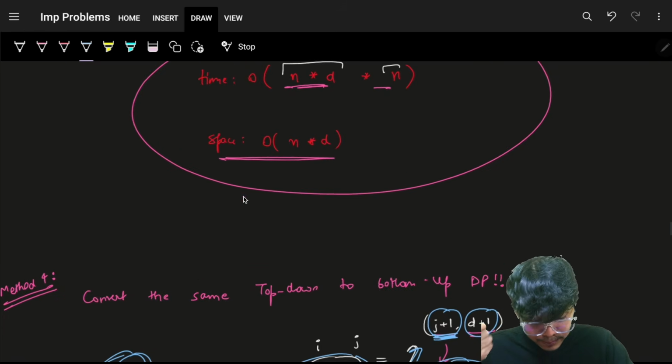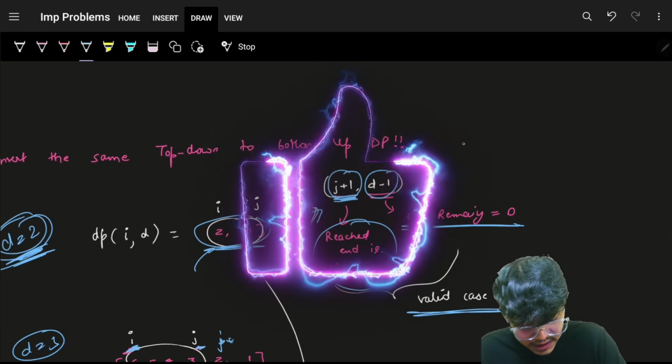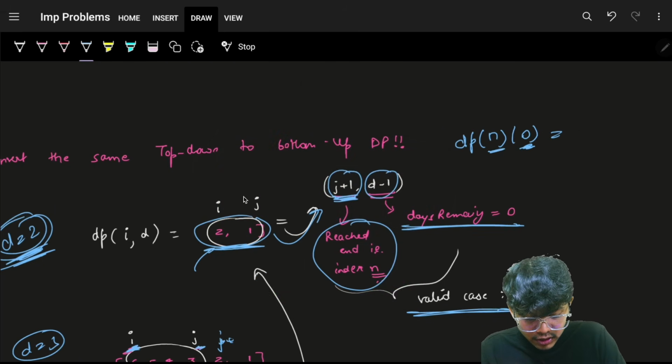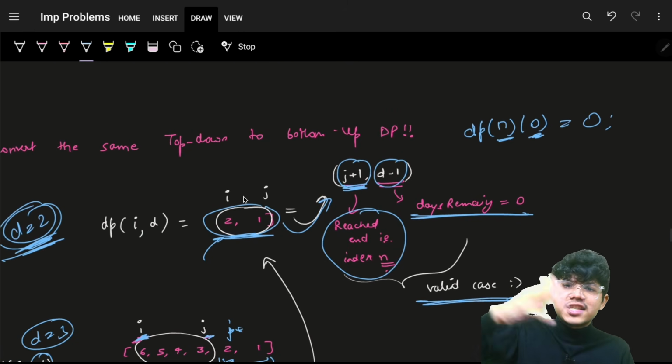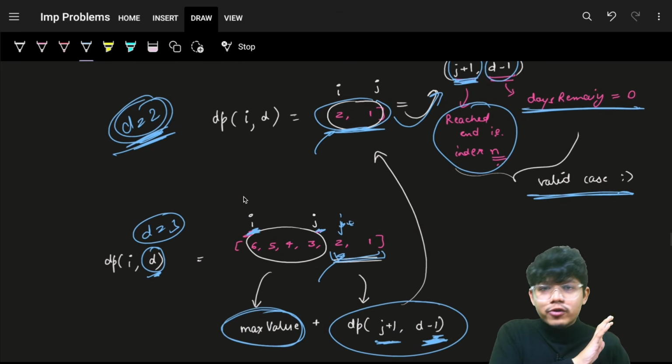So here in this bottom up case, I can simply write this as my base condition, that my dp of n comma 0 will actually be, which means my remaining days are 0 and also I have reached the super end, it will be actually a 0. Else the rest will be int max, or basically a by default high value. And that is what you have to simply do.